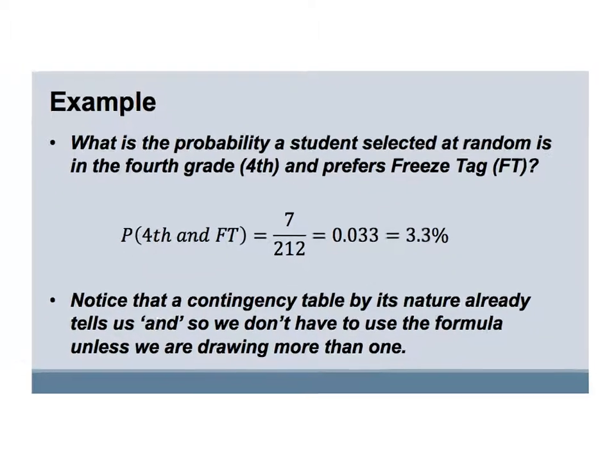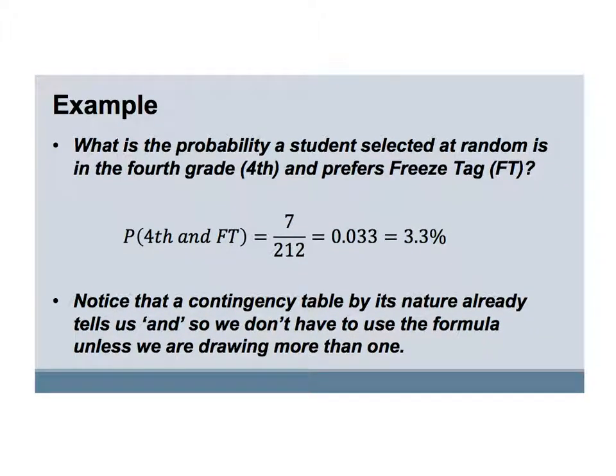Okay, what is the probability a student selected at random is in the fourth grade and prefers freeze tag? Now I told you a while ago that and means multiply. However, in a contingency table, it is already and. So unless you're drawing more than one, you won't actually multiply. So fourth grade and freeze tag, you go from fourth grade, go over to freeze tag, you see that there are 7 kids under freeze tag that are in fourth grade. So this ends up a straight probability, 7 out of the 212, 3.3%.